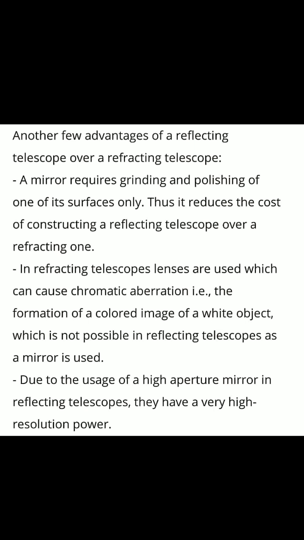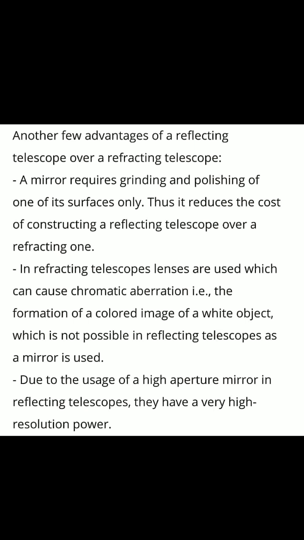Another thing is that, as the objective is a mirror and not a lens, it is free from chromatic aberration. Chromatic aberration means the formation of a colored image of a white object, because we know that white color consists of seven colors of light, so sometimes whatever image is formed will be colorful and not clear. That is chromatic aberration. Because here we use a mirror, not a lens, it is free from chromatic aberration.